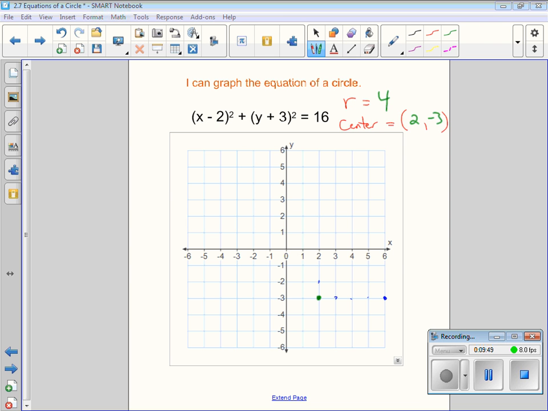Okay? And then I'm going to go up 4, 1, 2, 3, 4, kind of the north direction. I'm just going to do this in all four directions, now to the west: 1, 2, 3, and 4, and then down to the south: 1, 2, 3, and 4. Very good. So now it's just a matter of doing my best drawing of a circle to connect those four outer points to create a circle that has a radius of 4 and a center at 2, 3. Okay? There you have it.